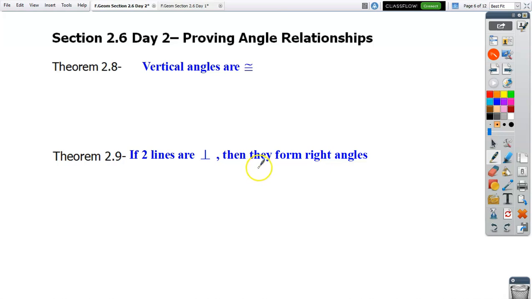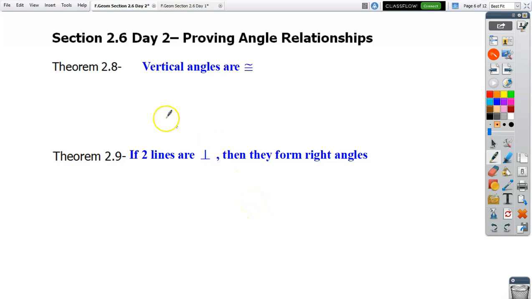Okay, and welcome to 2.6 day 2. Again, we've got a couple of theorems to go over, so let's go over them really quickly. So, 2.6 again is angle relationships. Theorem 2.8 says that vertical angles are congruent.